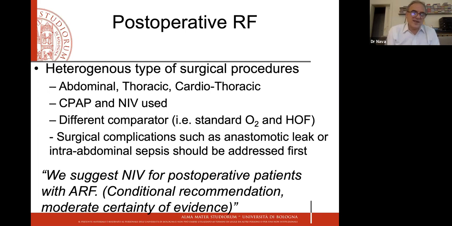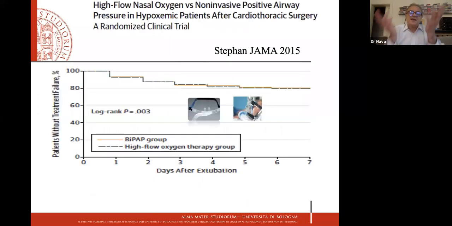So what we did, once more, is yes, we suggest, but the recommendation was still conditional with a moderate certainty of evidence. Here is a study just to show you how difficult it is to take a recommendation. This is a very well-published study by Stefano and co-workers in JAMA 2015, high flow nasal oxygen versus non-invasive positive pressure ventilation in hypoxic patients after cardiothoracic surgery.